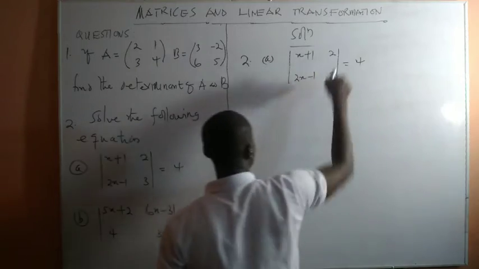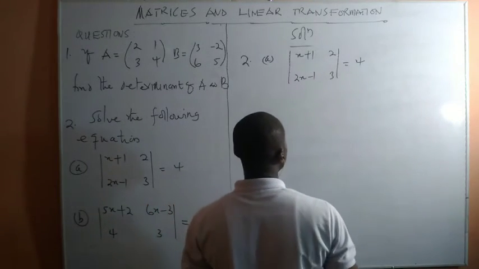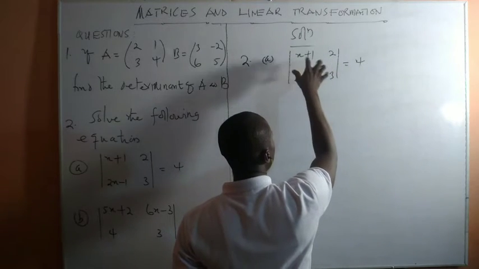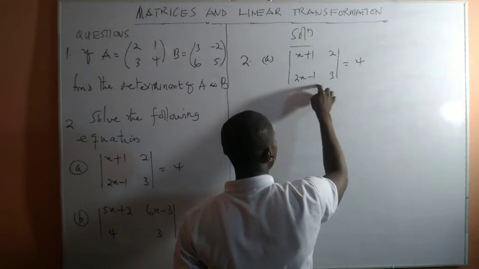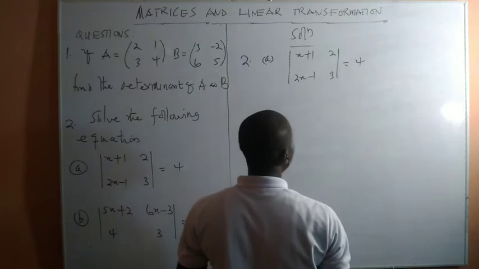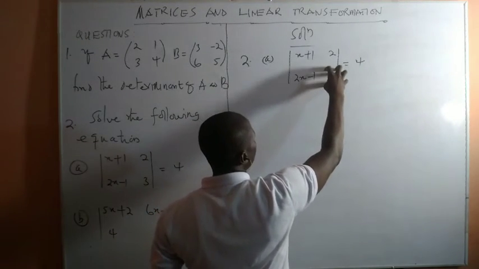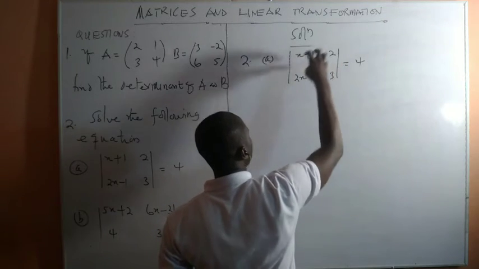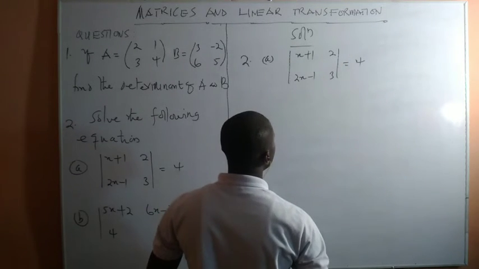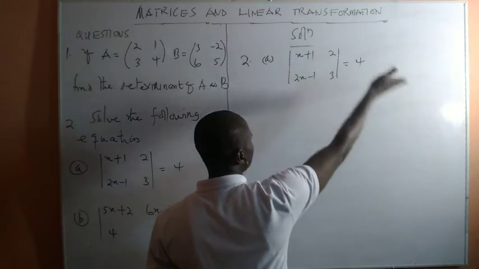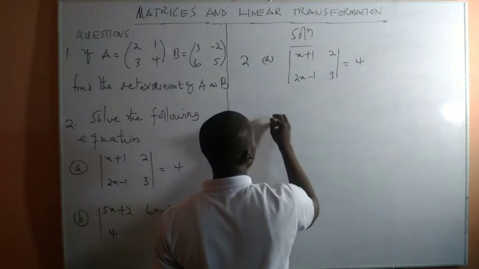Now this is the determinant symbol. That means that the determinant of this matrix, the determinant of x plus 1, 2, 2x minus 1, 3 is equal to 4. Now how do you find the determinant? We multiply the first element by the fourth element minus the second element times the third element. We equate whatever we are getting on the left hand side to 4. So we start with that.